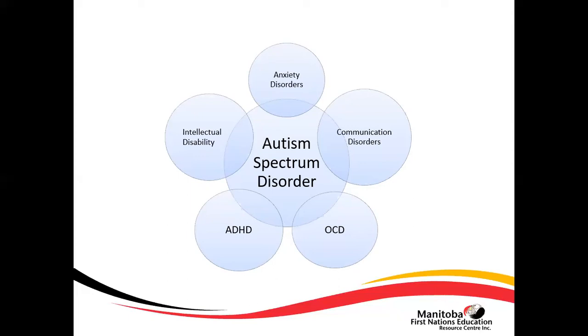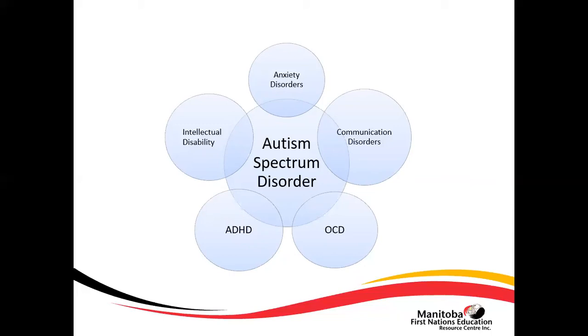So autism is a very complex diagnosis. A lot of the symptoms, characteristics, and behaviors associated with ASD often resemble symptoms of other diagnoses. So these are just some examples. If we look at, for example, OCD, obsessive compulsive disorder, a lot of the compulsive or ritualistic behaviors associated with OCD often resemble those ritualized routines and perseverative behaviors associated with autism.